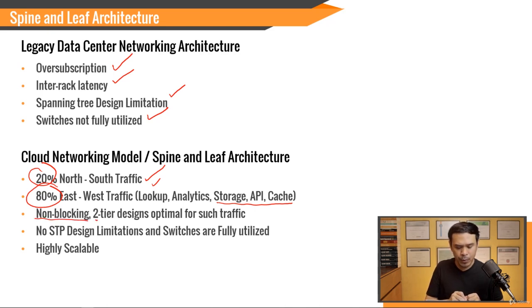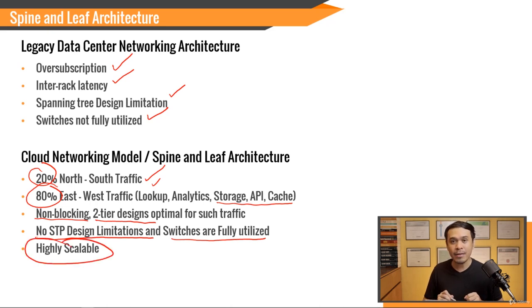This is a non-blocking, two-tier design: two layers, only a spine layer and a leaf layer. There are no STP design limitations, and switches are fully utilized. You will not see blocked ports, and there will also be a lot of advanced features that can be enabled in this new spine and leaf architecture. And take note, with this model, it's highly scalable. You can add hundreds, if not thousands, of leaves and more spine switches for a better backbone.